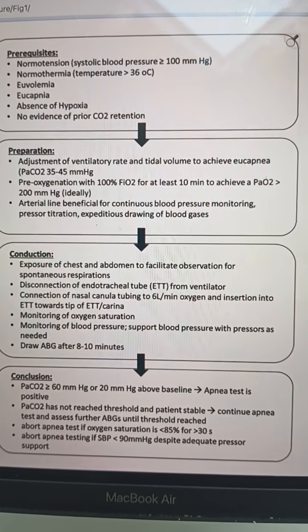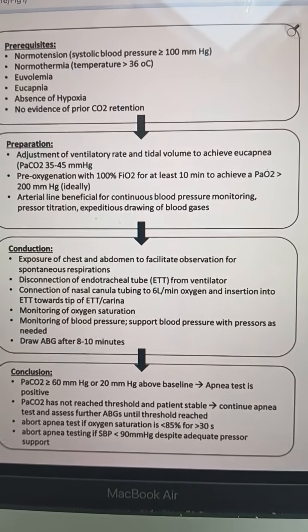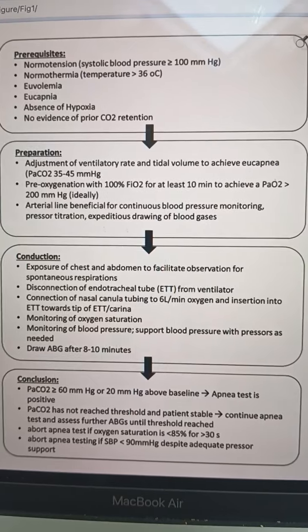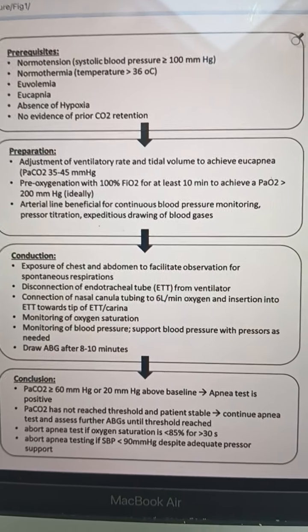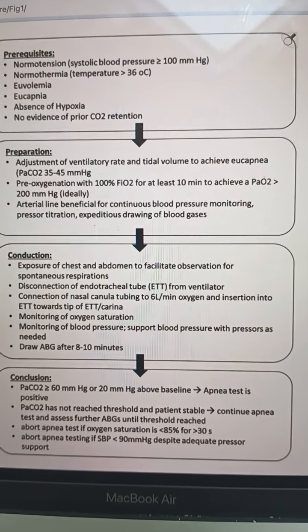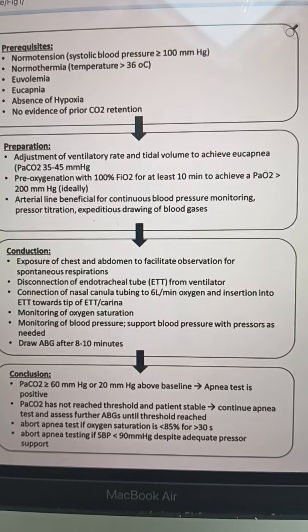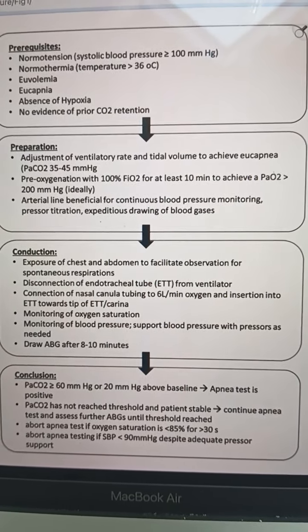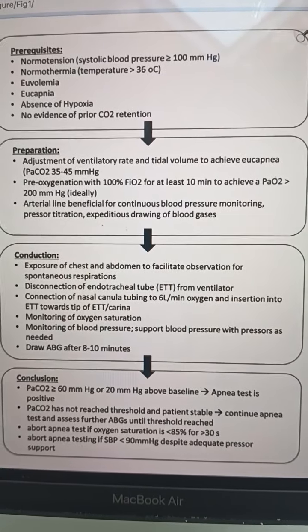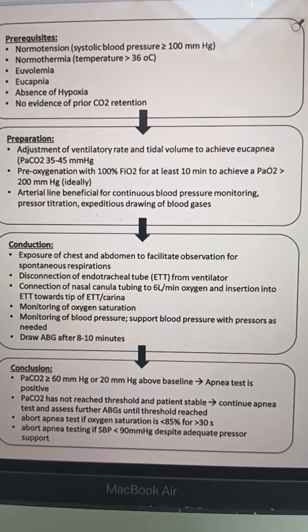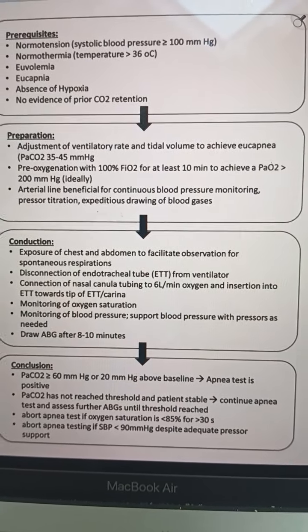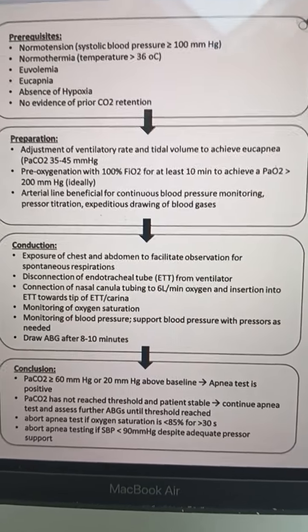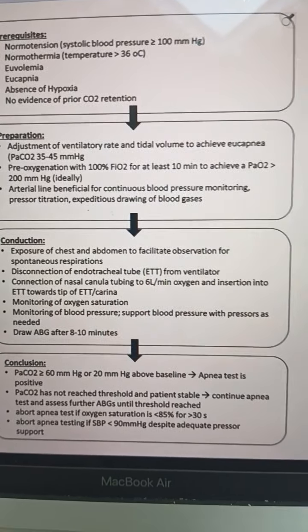If CO2 has not reached that threshold of 20 millimeters of mercury above the baseline, or it is still less than 60 millimeters of mercury and the patient is stable, we can continue the apnea test and assess further ABGs until these PaCO2 levels are reached. Also, if during this apnea test a patient desaturates, you have to abort your apnea test, and also if there's hypotension, you have to abort your apnea test.